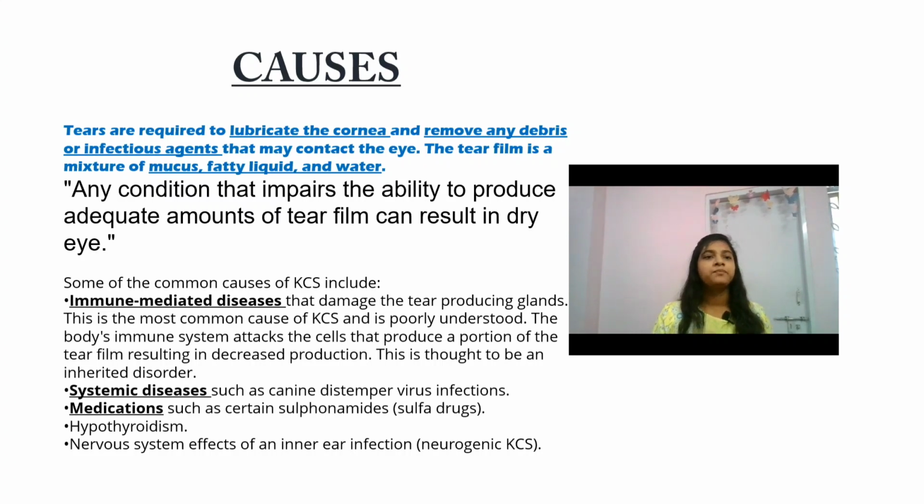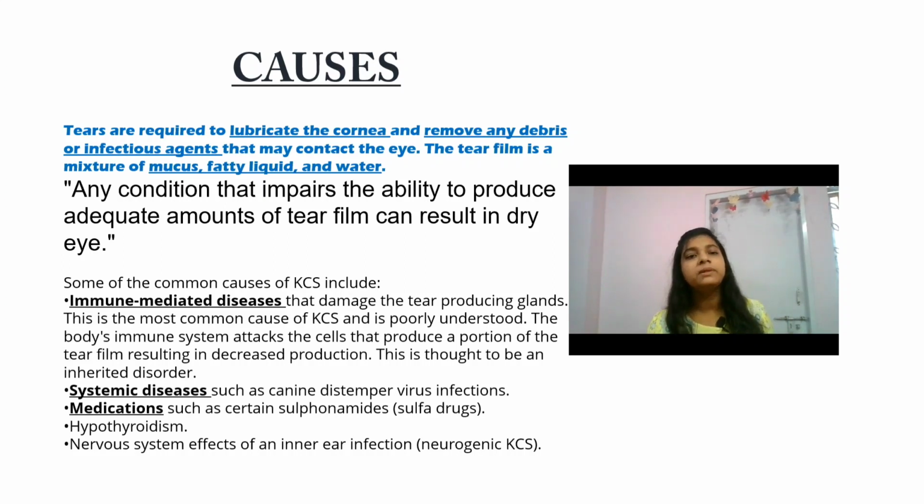Now, causes. Tears are required to lubricate the cornea and remove any debris or infectious agent that may contact the eye. The tear film is a mixture of what? Mucus, fatty liquid and water. Now, any condition that impairs the ability to produce adequate amounts of tear film can result in dry eye.